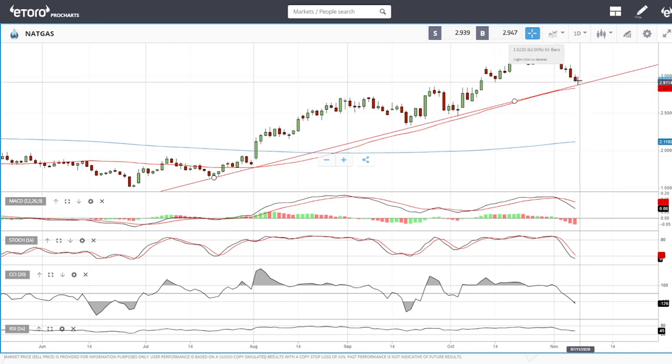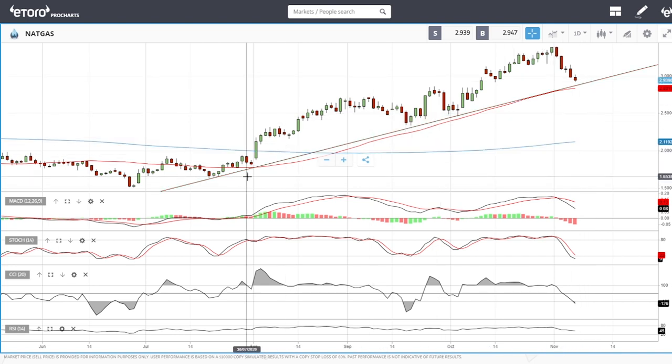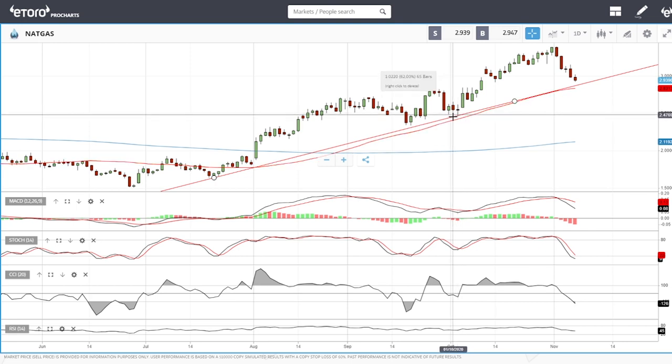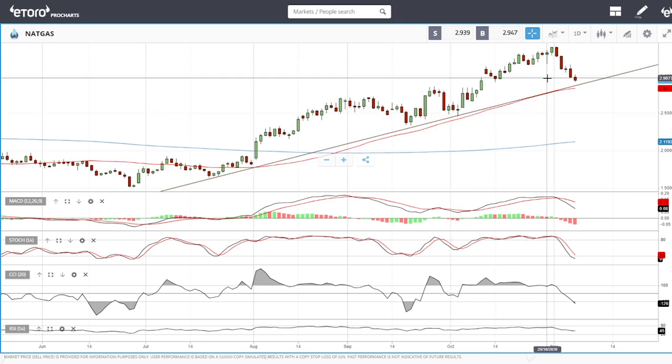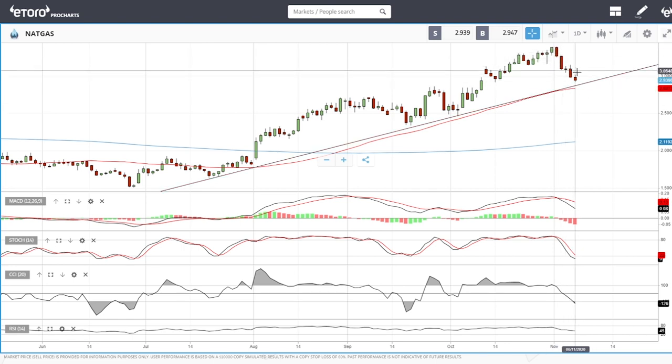When we get to this point, we should have a pullback, or we will receive a pullback here. Of course, there's no guarantee that we'll see a pullback here. This is just how this market has behaved. For example, here we didn't get close to this trend line and we pulled back. We didn't get close here, and we pulled back. Here we did get close to this trend line and then pulled back. So this is a right place to enter a trade.